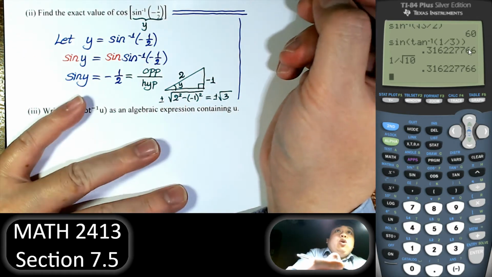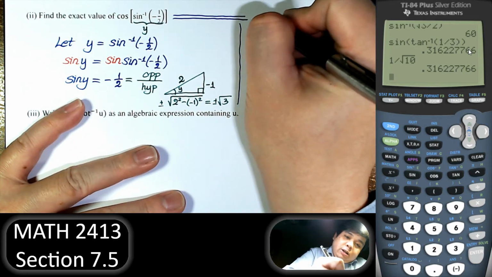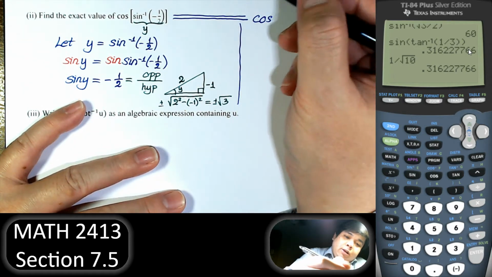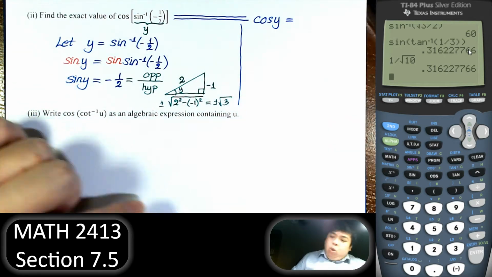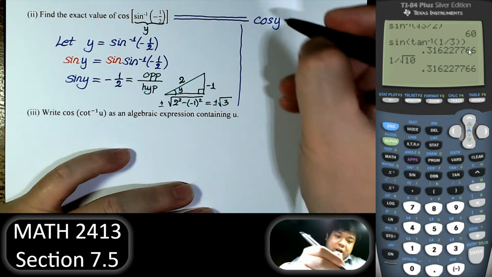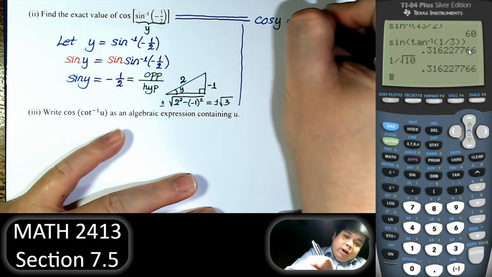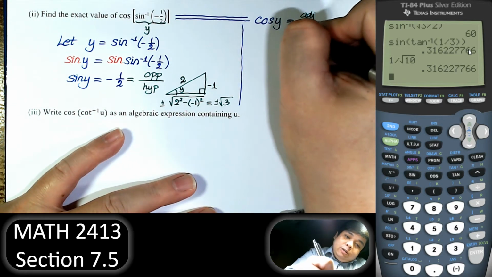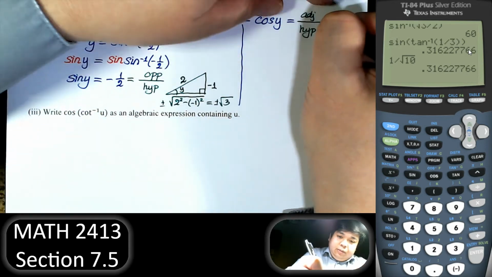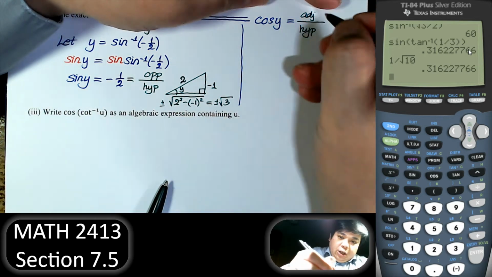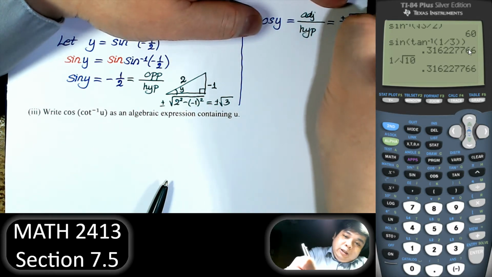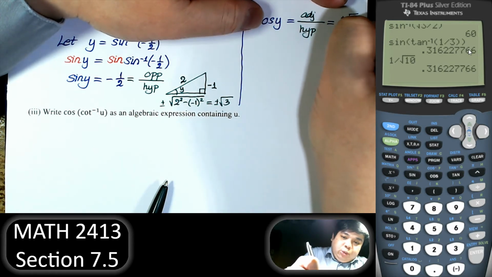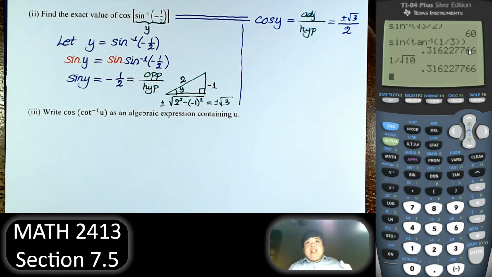And then with that, we go back to our problem. We have cosine of the sine inverse, which is cosine of y. Now cosine, the ratio is adjacent over hypotenuse. So adjacent we have plus or minus square root of 3, and over hypotenuse is 2. My question is, is that going to be positive or negative?